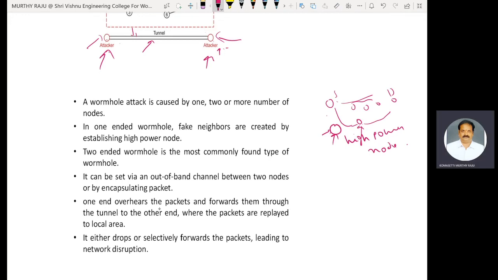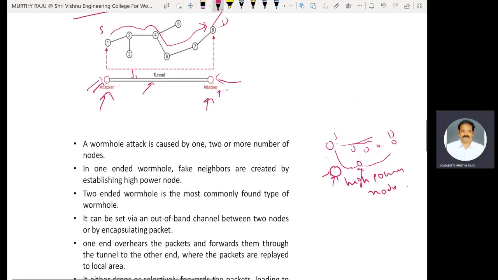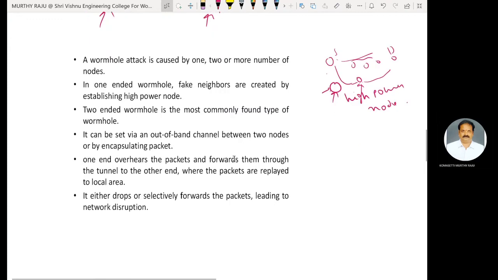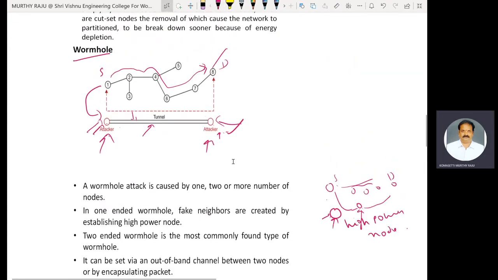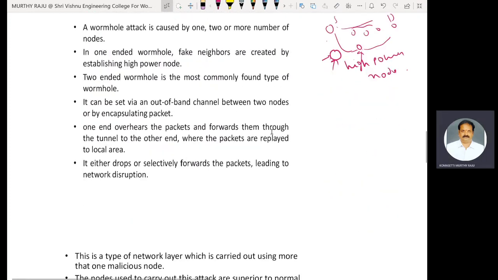One end overhears the packets and forwards them through the tunnel. This attacker node extracts the information from the source node through the tunnel channel, the out-of-band channel only, and sends the information to another wormhole node. Finally, that important information does not reach the destination node. This is the wormhole attack.